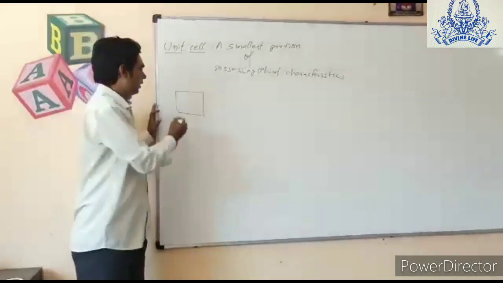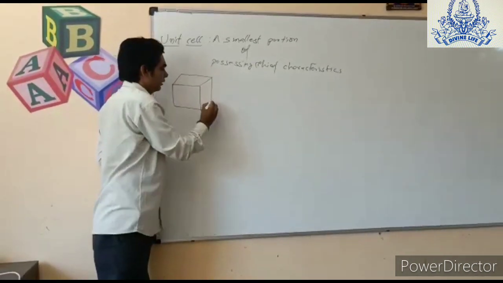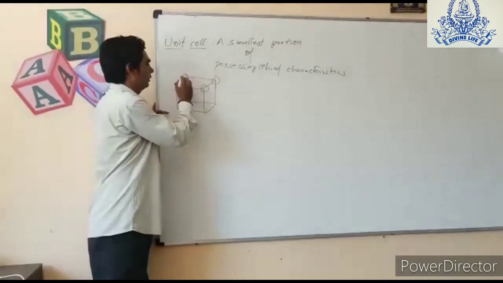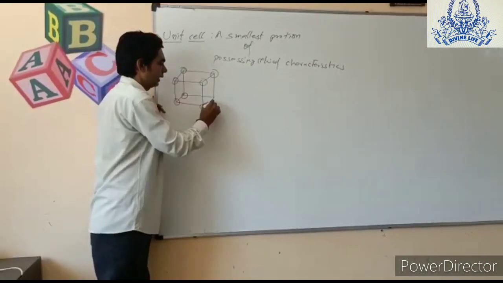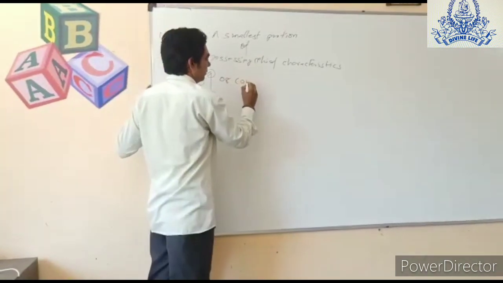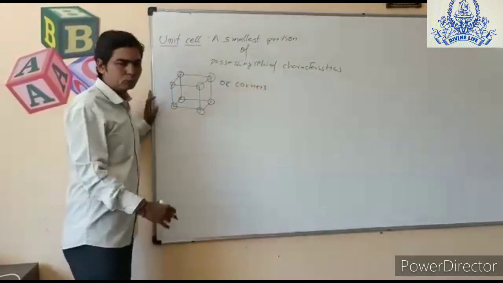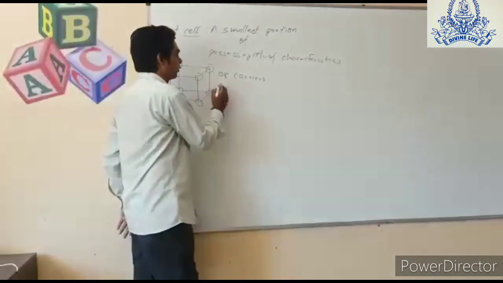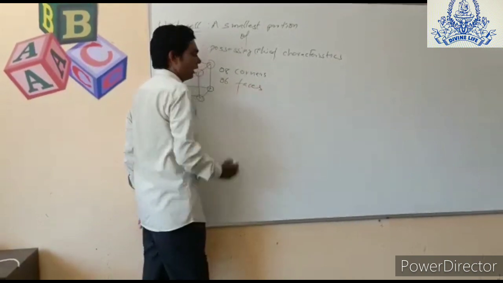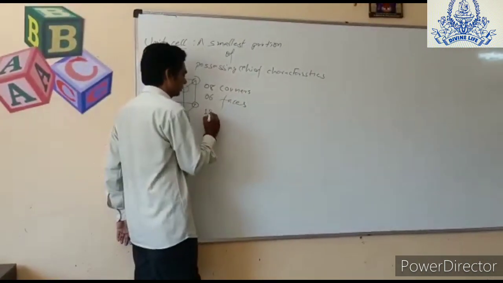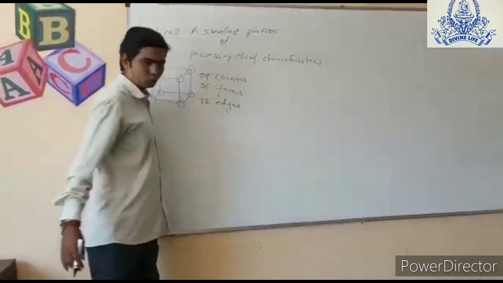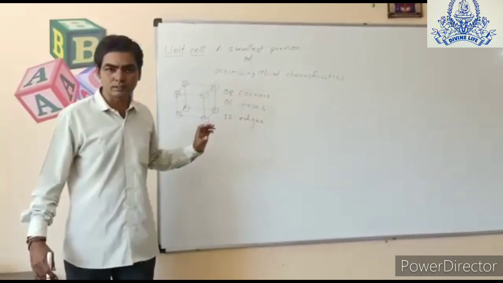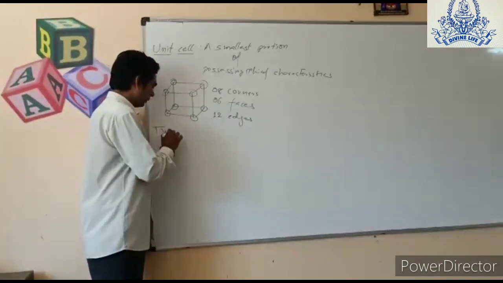As we know, in a unit cell there are 8 corners, 6 faces, and 12 edges. So in a unit cell there are 8 corners, 6 faces and 12 edges. Now, types of unit cell.